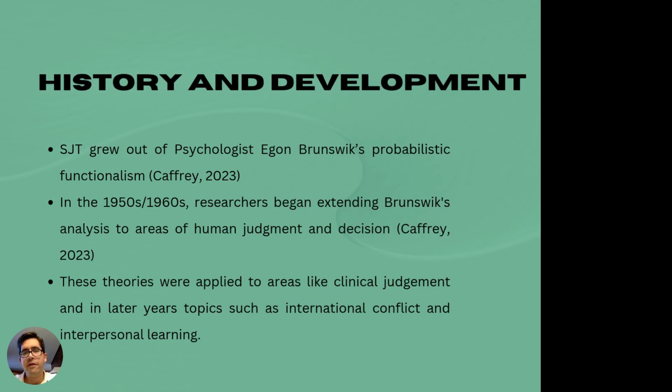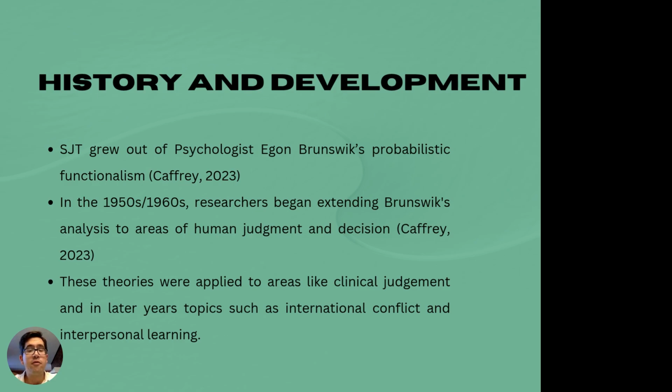Before looking at how the theory works, I wanted to provide a little bit of history and how it developed. The framework for what would eventually become social judgment theory dates back to the early half of the 1900s with psychologist Egon Brunswick, whose research on probabilistic functionalism argued that the psychology of an organism relies as much on its external environment as it does on its internal environment.